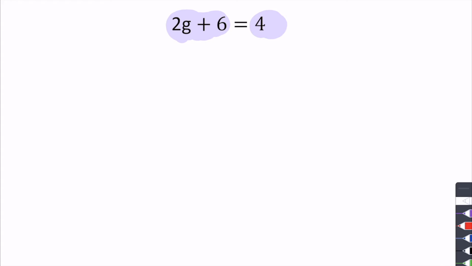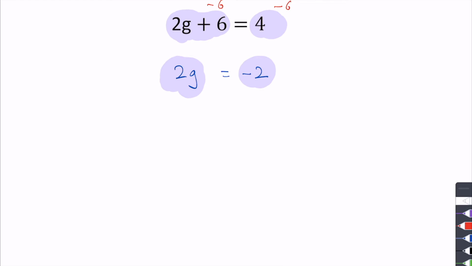Because we're adding 6 currently, I'm going to take away 6 there, because 6 minus 6 is 0, so I've now removed the 6. I must take away 6 on the right hand side as well, because it's an equation. I'm now left with 2g is equal to 4 minus 6 is minus 2. Now once again, both sides of the equation are equal.